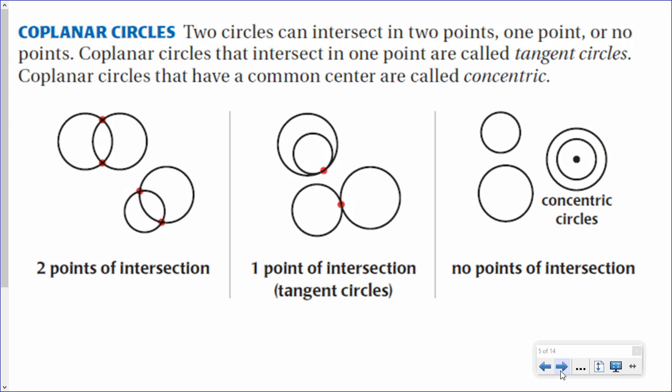Okay. The next one is coplanar circles, but what I'd like you to do is this. Give yourself a heading of coplanar circles.